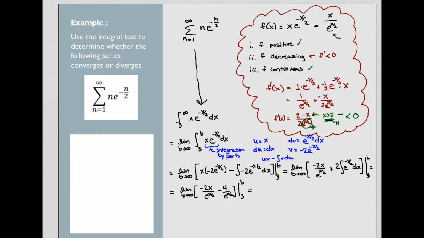Let's substitute in our limits. We have the limit as b goes to infinity of negative 2b over e to the b over 2 minus 4 over e to the b over 2 plus 2 times 3 over e to the 3 over 2 plus 4 over e to the 3 over 2.